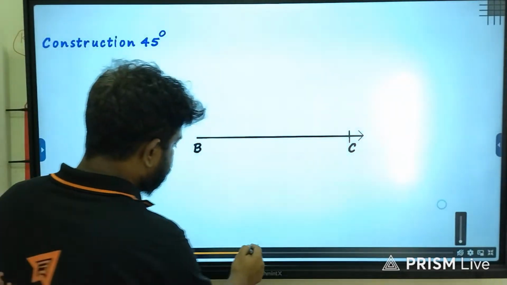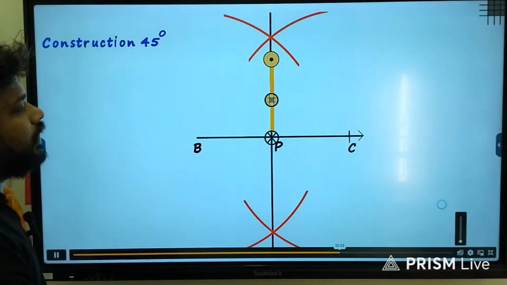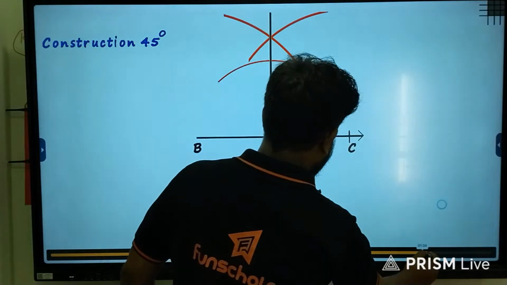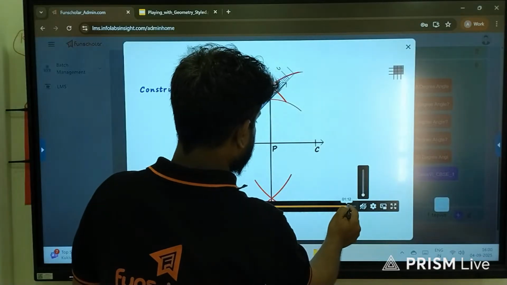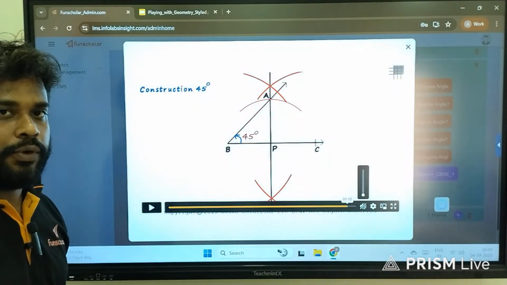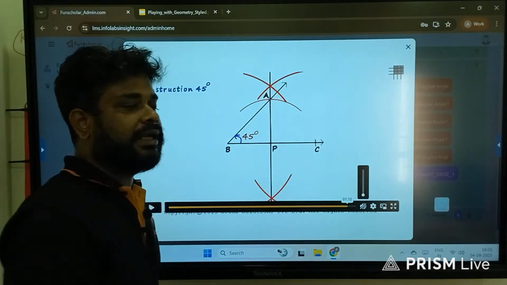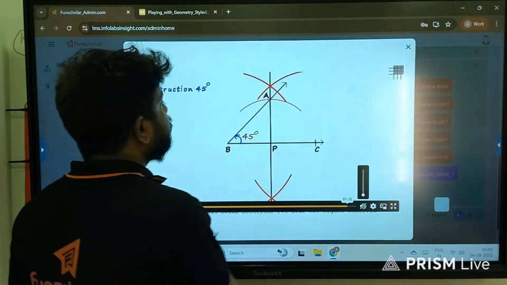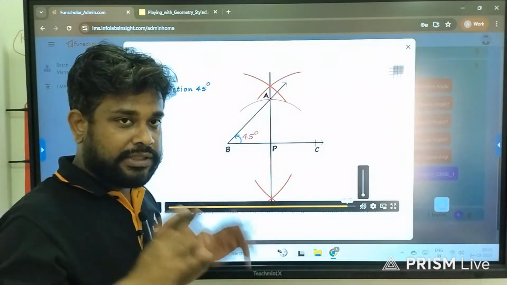First draw the line and then take the measurement and bisect the line. Last step is to join it to make it 45 degree. Okay, and what is the logic behind this? The logic is if we draw a bisector, it will be 90 degree and half of 90 degree will be 45 degree, and that's why if we join it with the bisector, we will be getting 45 degree by using the ruler and the compass.